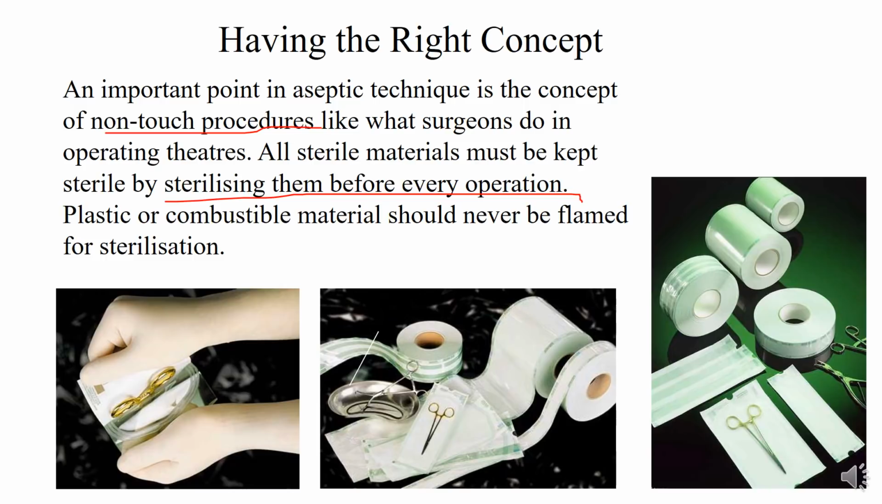You must also ensure that plastic or combustible materials are not flamed for sterilization, because flaming them or using heat to sterilize them will destroy them. So probably you should use techniques like gamma radiation or ethylene oxide gassing. You can see here in this picture the equipment, the scissors, is being opened without touching the scissors. This is the non-touch procedure.